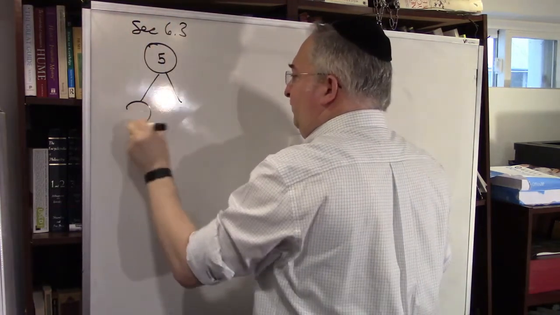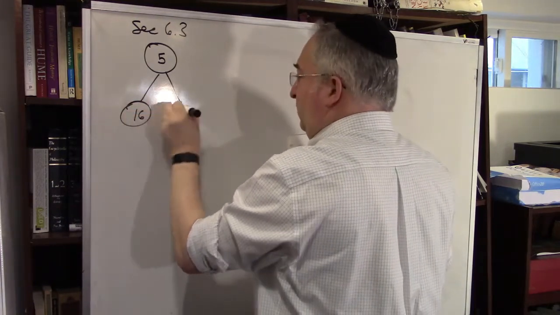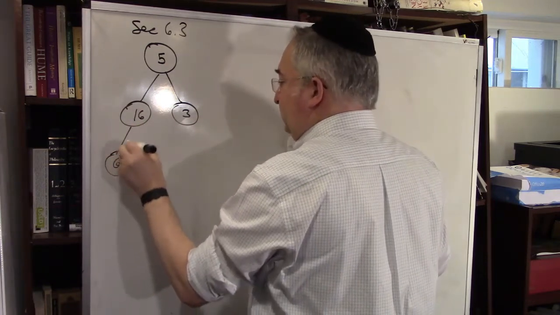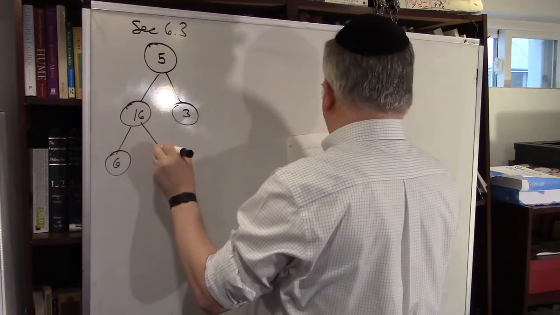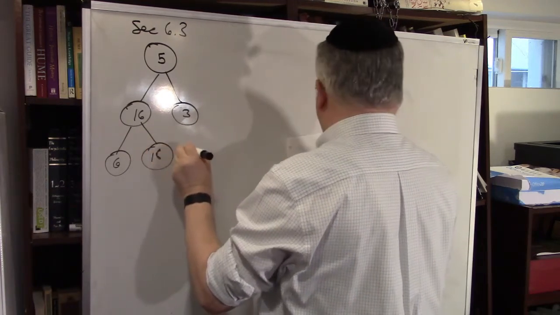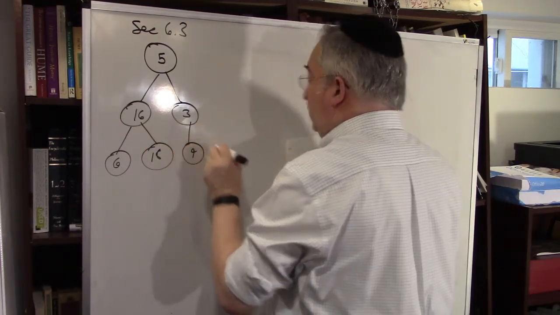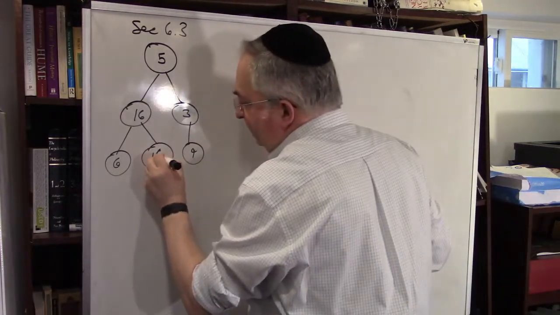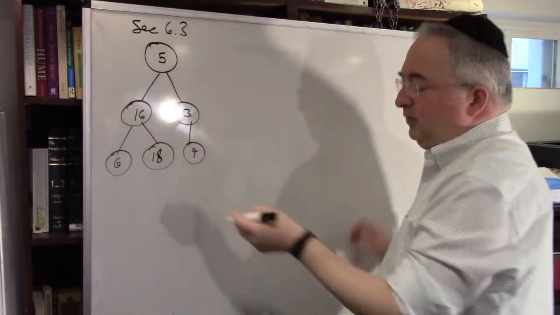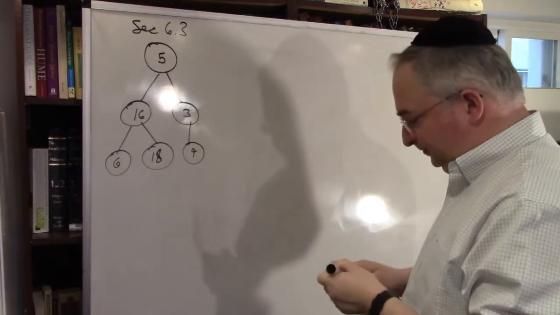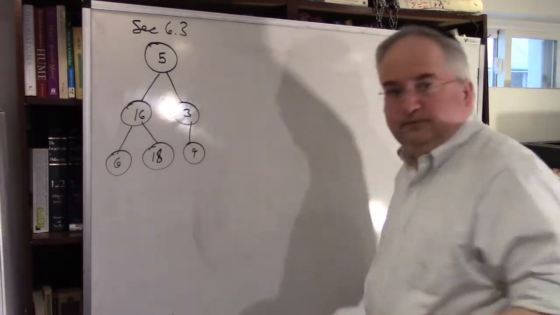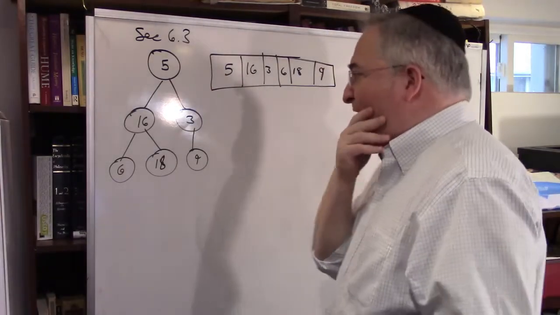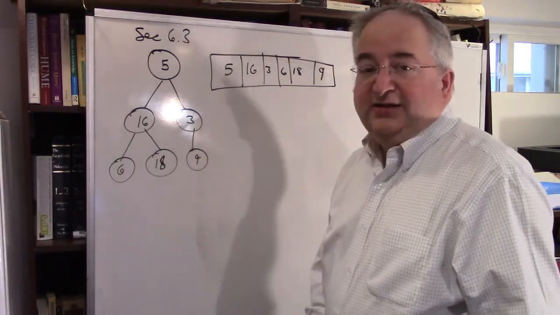You're given a bunch of numbers: 16, 3, 6, 18, and 9. You're given a bunch of numbers, and you want to make a heap out of it. How to do that? So this is an almost complete binary tree, but it's clearly not a heap.